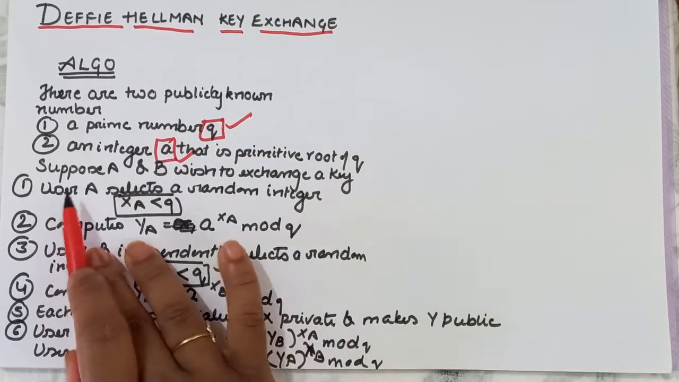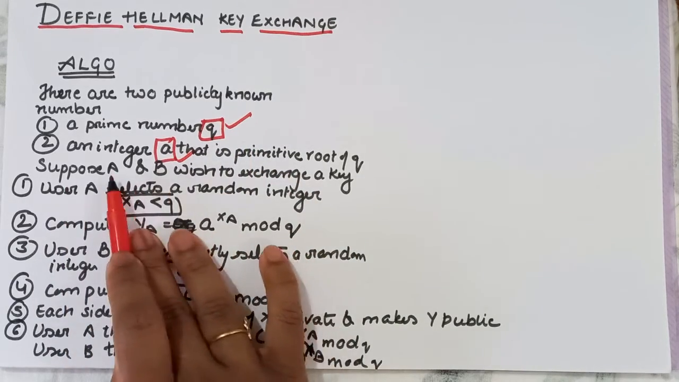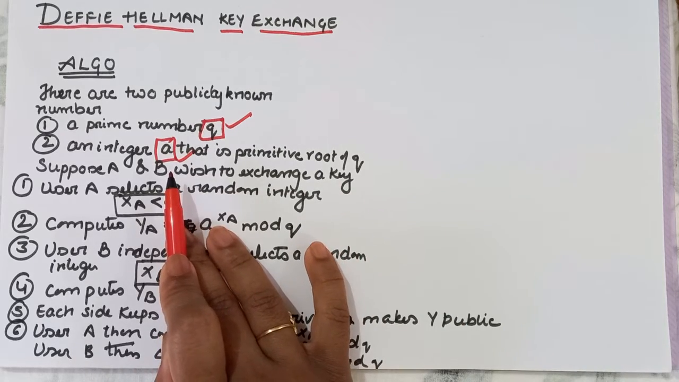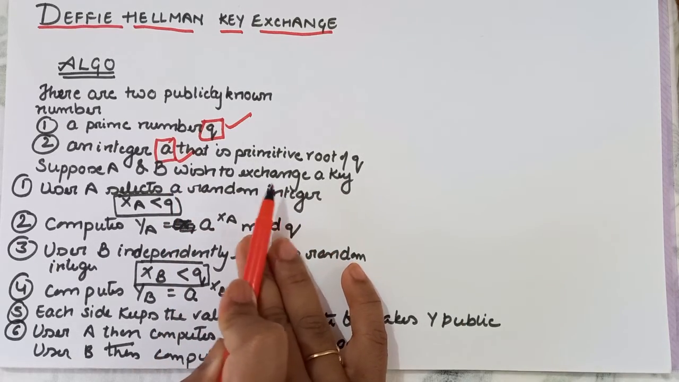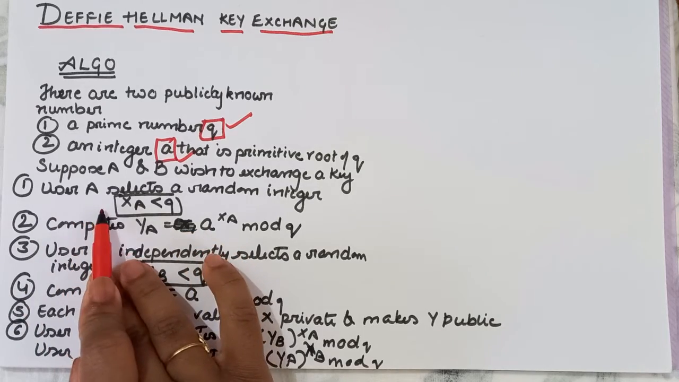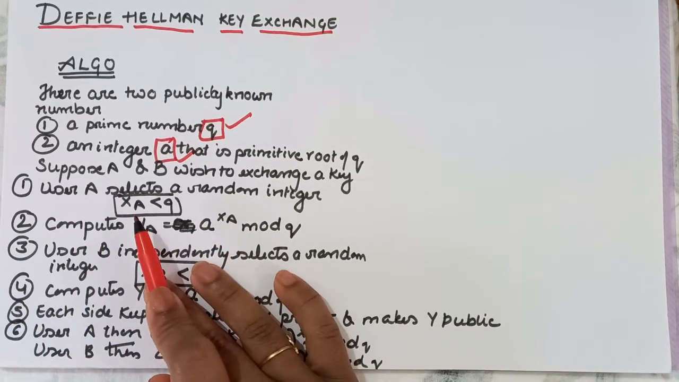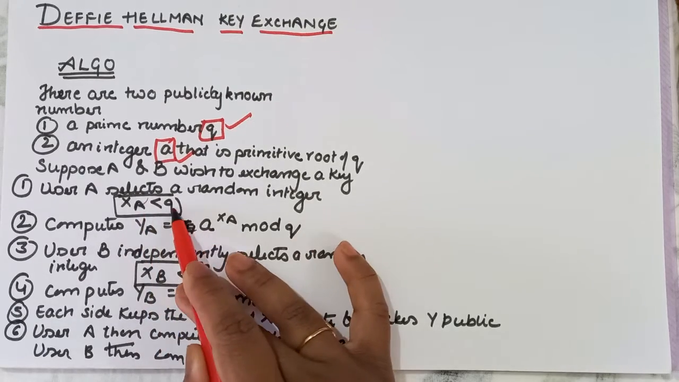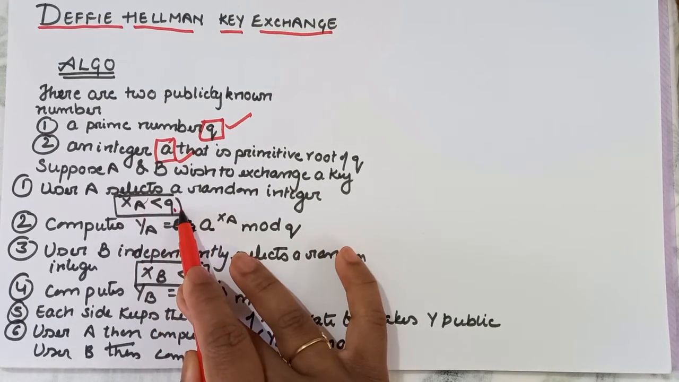Suppose A and B are two parties that wish to exchange a key. What will A do? User A will select a random integer XA, such that this XA value is less than Q.